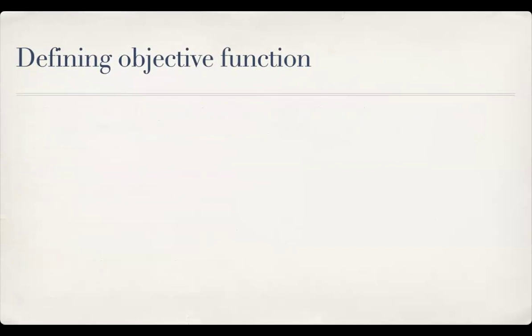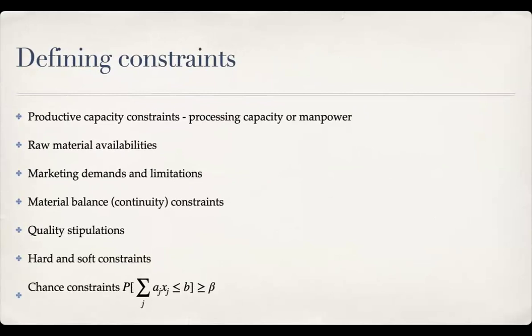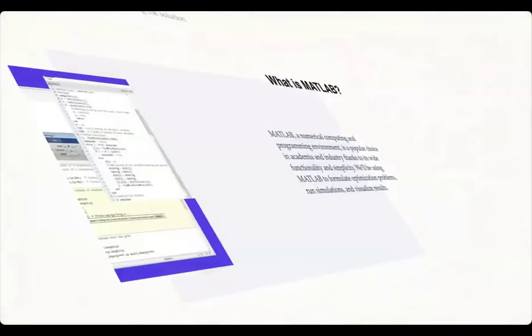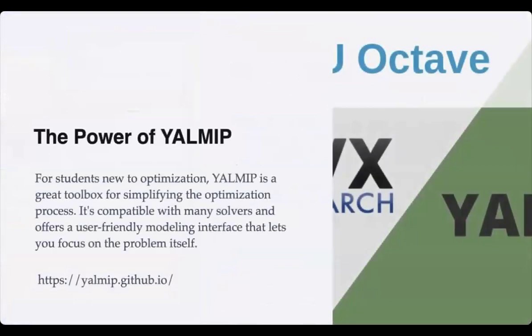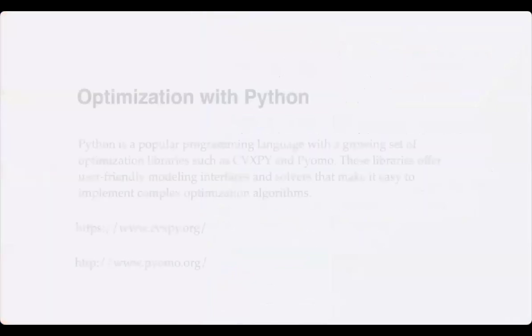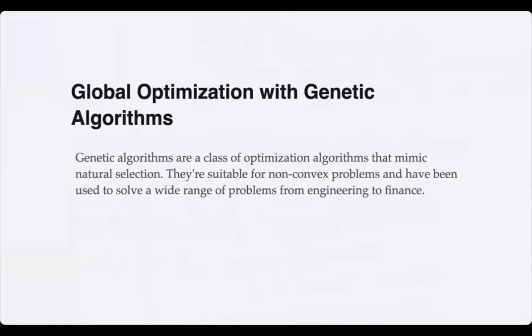What about the constraints? The constraint can be capacity constraint, raw material availability, marketing demand limitation, material balance, which always poses equality constraints, or quality stipulations. I explained that already in the video. So today we're going to implement these things in a very simple example.